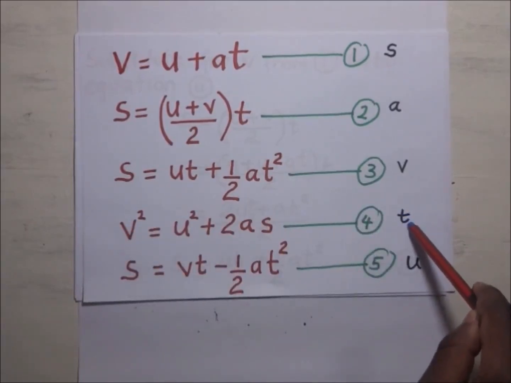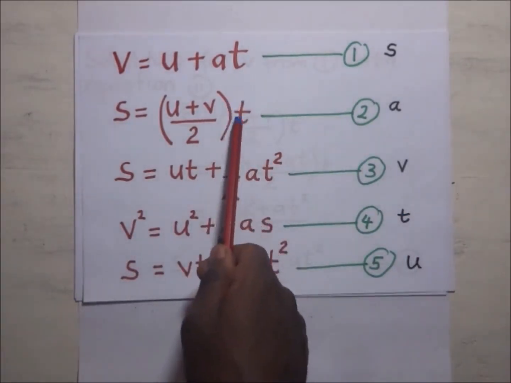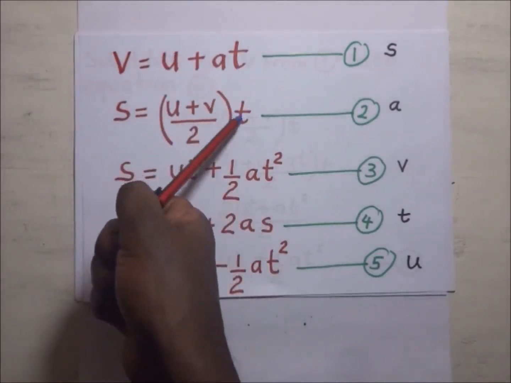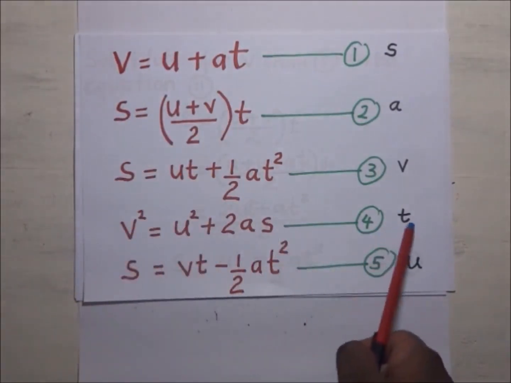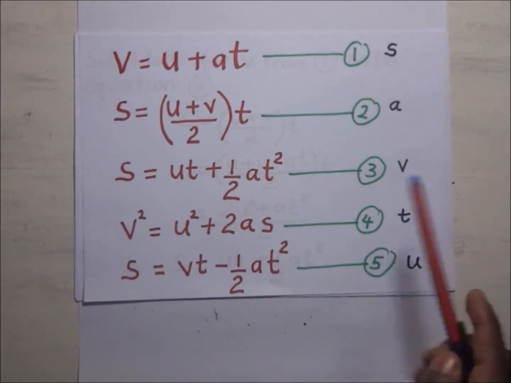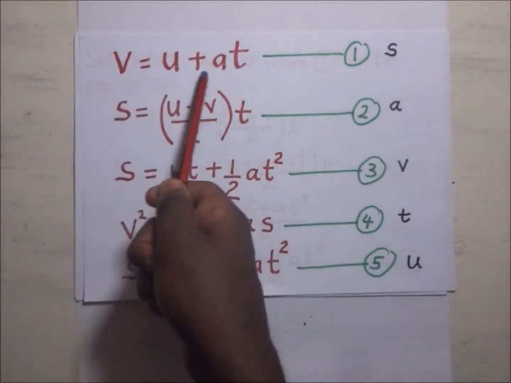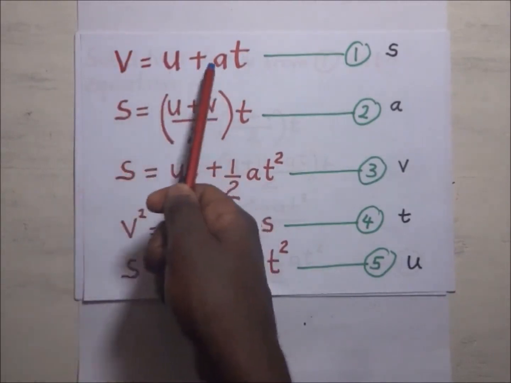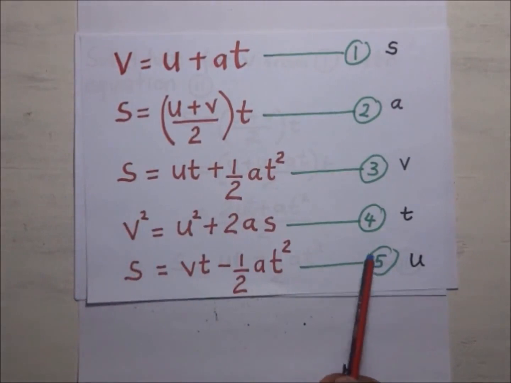For us to get the fourth equation of motion, we need to eliminate t. We make t the subject of the formula in this equation, and substitute the value of t here, so that we eliminate t in this expression, and that's how we get this expression. Likewise, in the fifth equation of motion, we are eliminating u. So we take the first equation, make u the subject of the formula, then substitute the expression for u in this equation, and then we'll be able to get the fifth equation of motion.